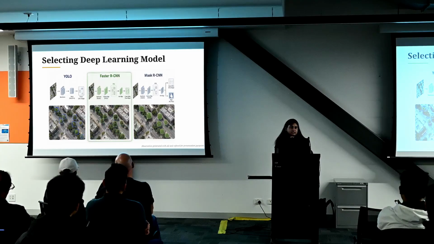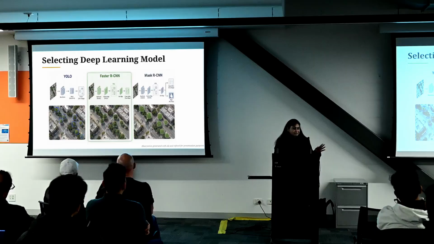Now, I wanted something fast as well as accurate, that would give me the boxes for each tree crown and also give me the accuracy. That's why I chose Faster R-CNN. It's not the best algorithm, I'm not saying it is, but for my data set and my research, I felt it suited the most.